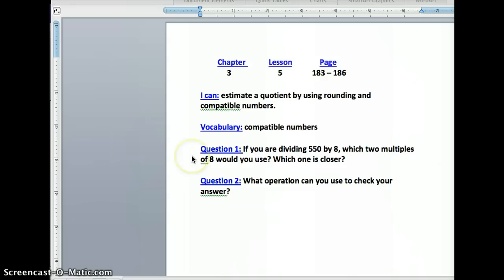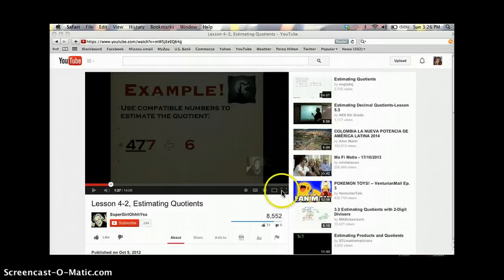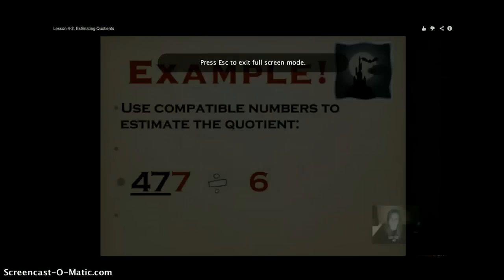Question 1. If you are dividing 550 by 8, which two multiples of 8 would you use? Which one is closer? Question 2. What operation can you use to check your answer? This video will show you how to estimate quotients.